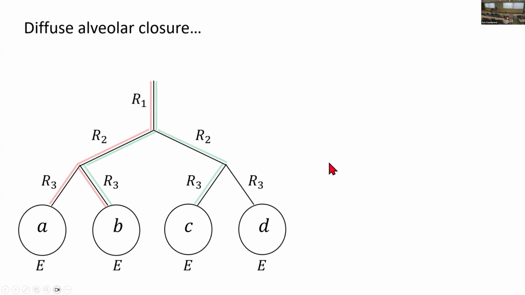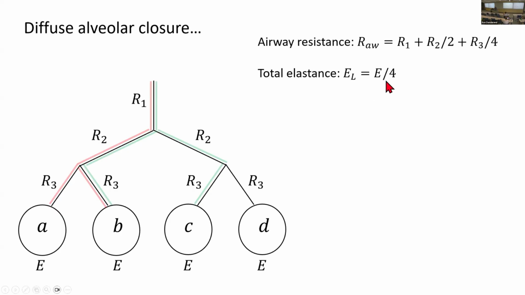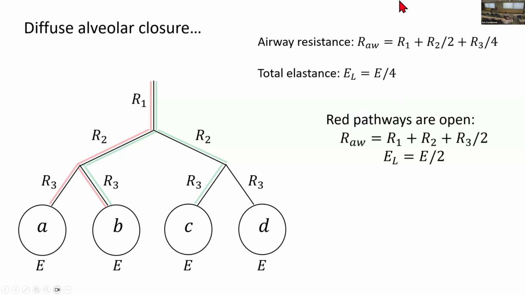Now imagine we close half of those alveoli. Oh, by the way, if the elastance of each of those alveoli is E, then the total elastance is E divided by 4, since you're dividing the volume going in amongst 4 compartments. And this is what the airway resistance is. It's the series sum of R1 plus the 2 R2s plus the 4 R3s. You get this. Now, let's suppose that we block off C and D so that only the red pathways are open.